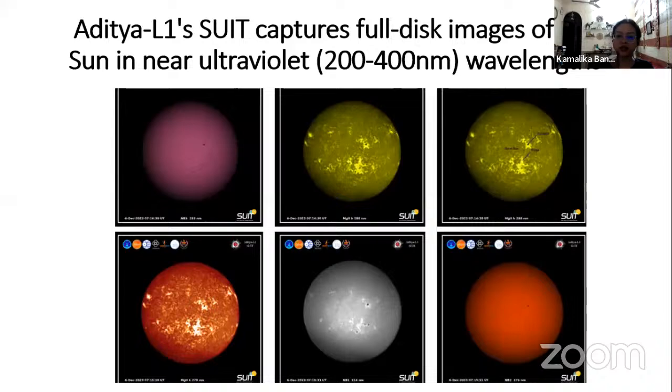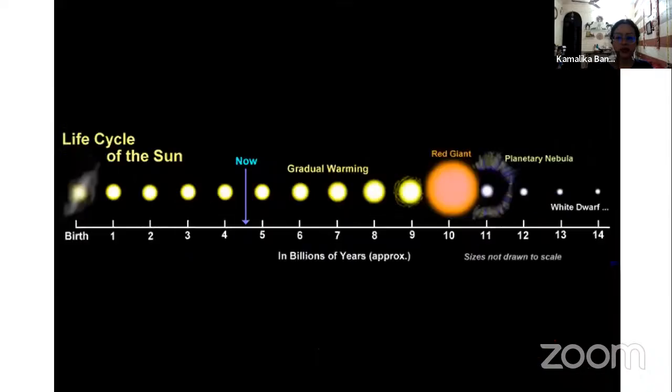And one of the results that came out during the very initial days of Aditya L1 data that was released by the SUIT, the UV capturing payload that is there, which captured full disk images of the sun in near ultraviolet wavelengths. And that was one of the benefits of Aditya L1, that it was the only solar mission that was capturing in the near ultraviolet range. So some of the images that were captured.